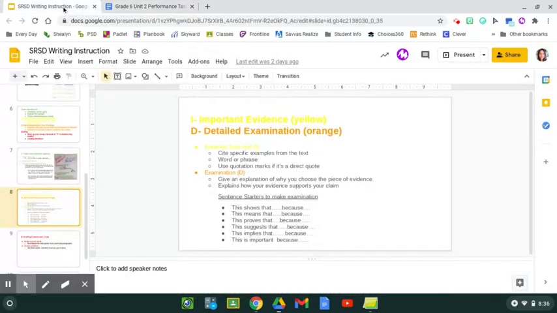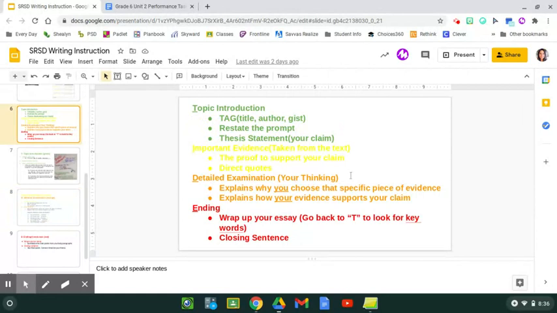So let's go back over and look at what the examination is, the D. So the D stands for detailed examination. Remember, that is your thinking. So it explains why you chose that specific piece of evidence, what we just highlighted in yellow. It explains how your evidence supports your claim, your thesis.